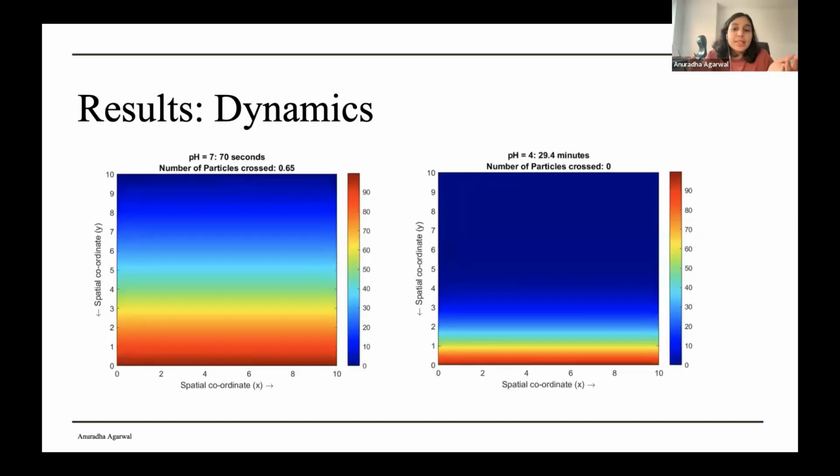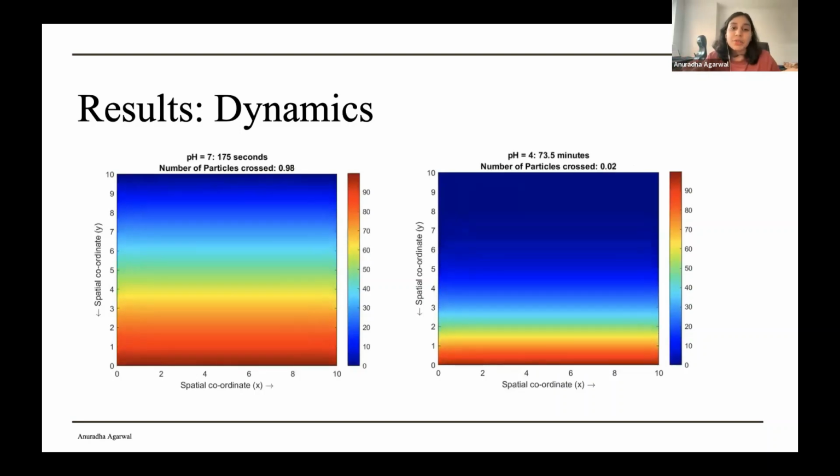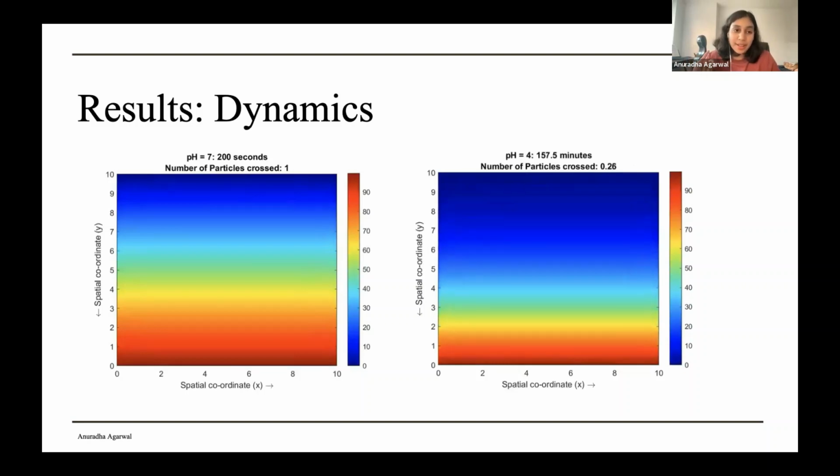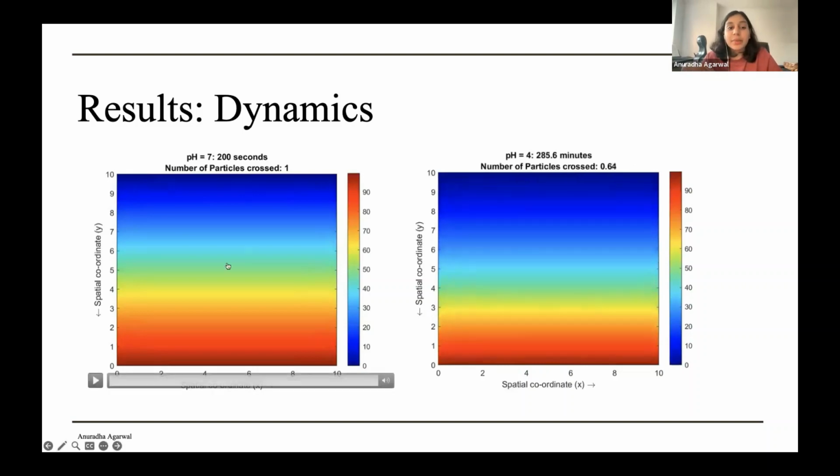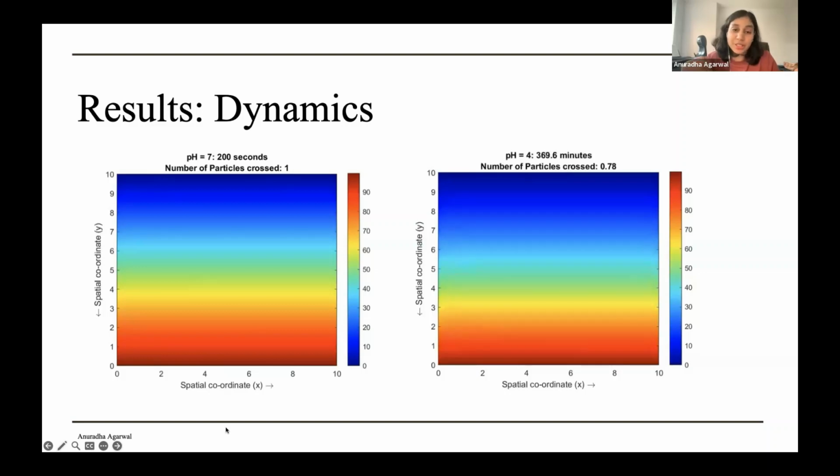Okay, some more dynamics here. We see two animations. The one on the left is when pH equals 7, which is the neutral state, and the one on the right is when pH equals 4, which is the acidic state. On the left, it takes about 200 seconds for the first particle to reach the target, which is about 3.3 minutes. And on the right, the first particle reaches the target in about 13.9 hours.